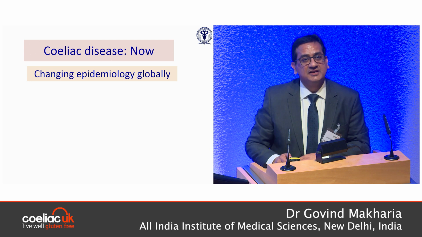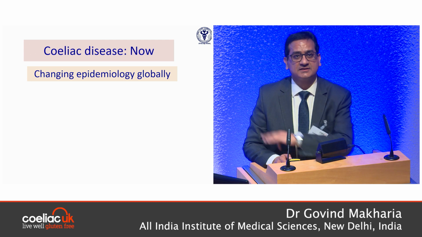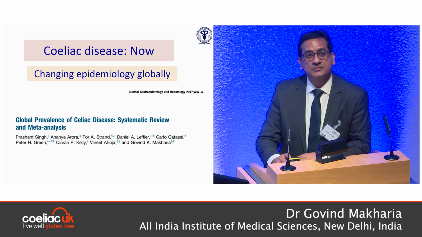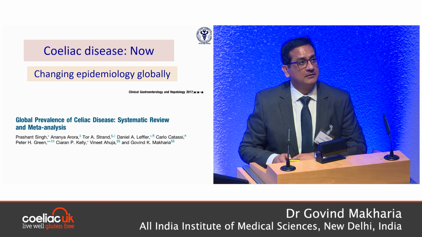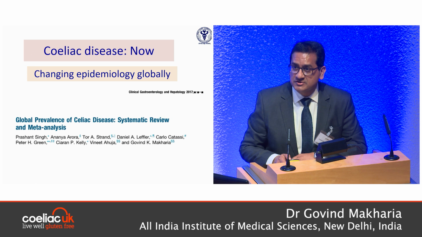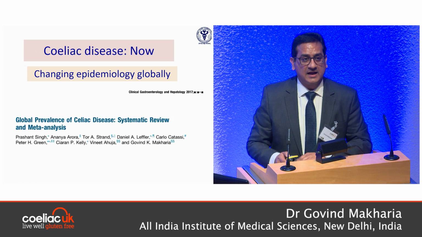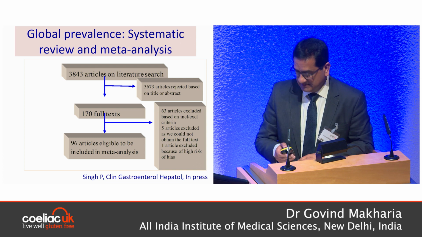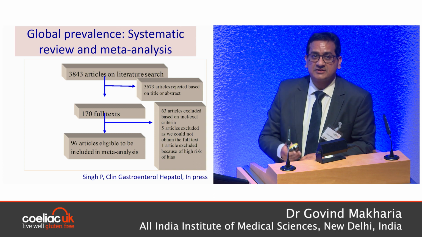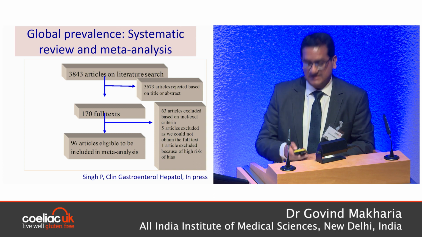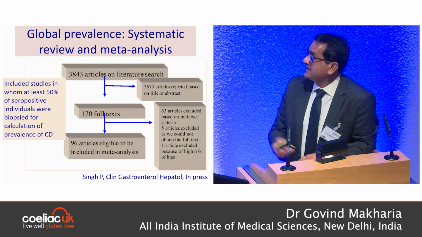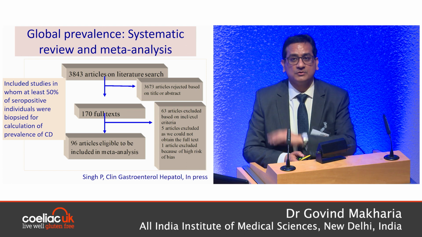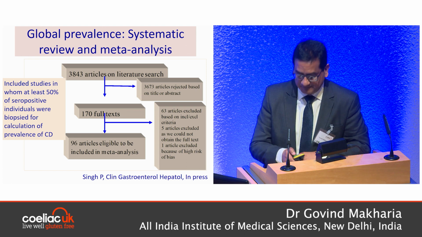So there has been a change in the epidemiology of celiac disease, and the 3 reasons I just enumerated gave more awareness about celiac disease around the world. To look at this epidemiology, we did a systematic review and meta-analysis of all the published papers on the epidemiology of celiac disease in the population. Of 3,800 studies, in this meta-analysis we included 96 articles. One important thing was that we included only those studies in which biopsy was done in at least 50% of those patients who had a positive serology.